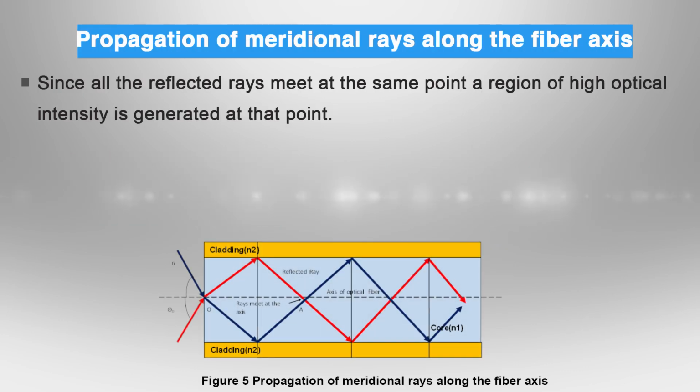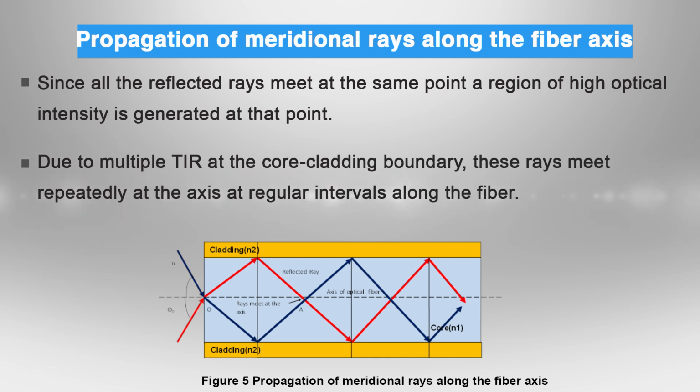Since all the refracted rays meet at the same point, a region of high optical intensity is generated at that point. Due to multiple total internal reflections at the core-cladding boundary, these rays meet repeatedly at the axis at regular intervals along the fiber. This causes multiple regions of maximum intensity along the axis of the fiber.